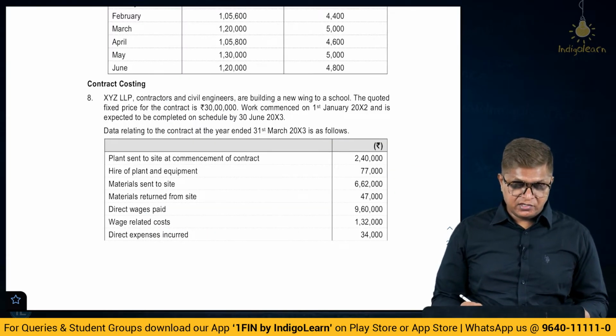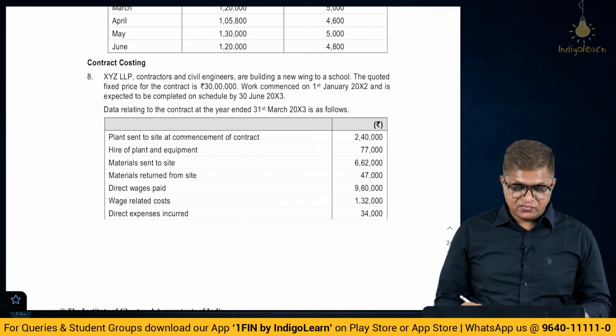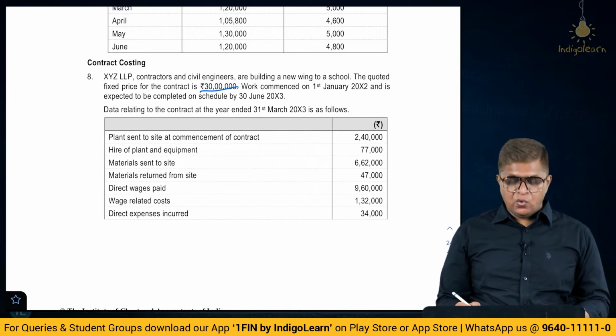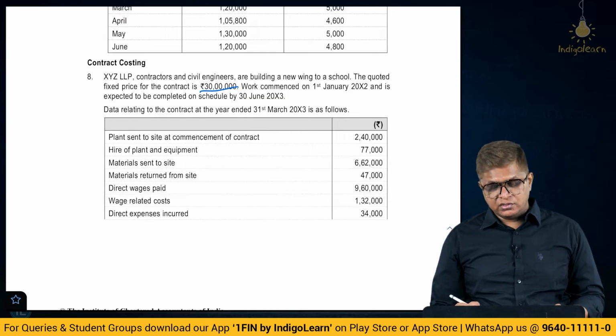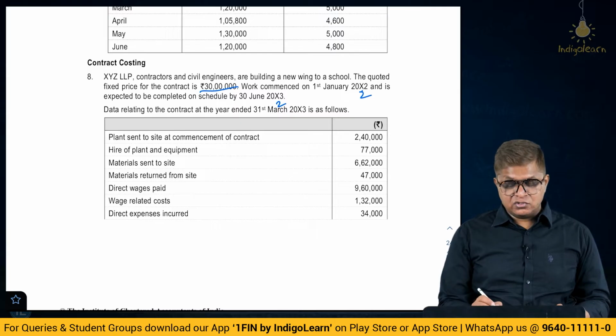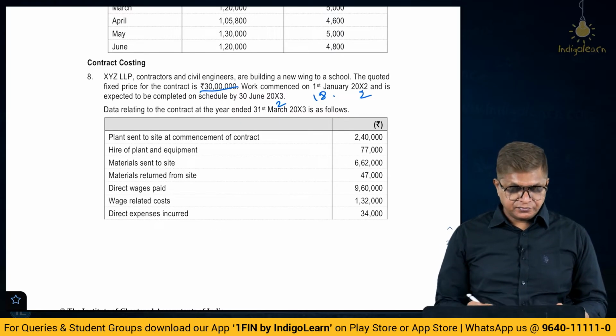Now the next question is from the topic of contract costing. XYZ LLP, contractors and civil engineers, are building a new wing to a school. They quoted a fixed price for the contract of 30 lakhs. Works commenced on 1st January and are expected to be completed on schedule by 30th June. So 1st January, let us say 22, and 30th June 23. So we are looking at 12 plus 6, about 18 months.